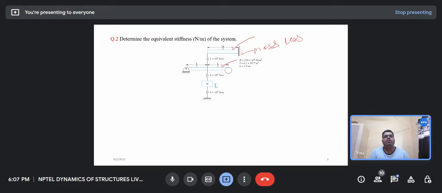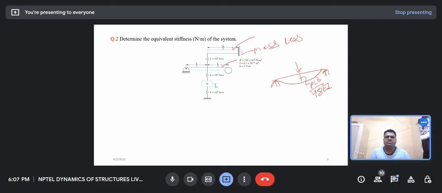If you apply a load P in the middle of the beam, what is the deflection? That will be around PL cubed over 48 EI. So what is the stiffness? The stiffness would be 48 EI by L cubed.